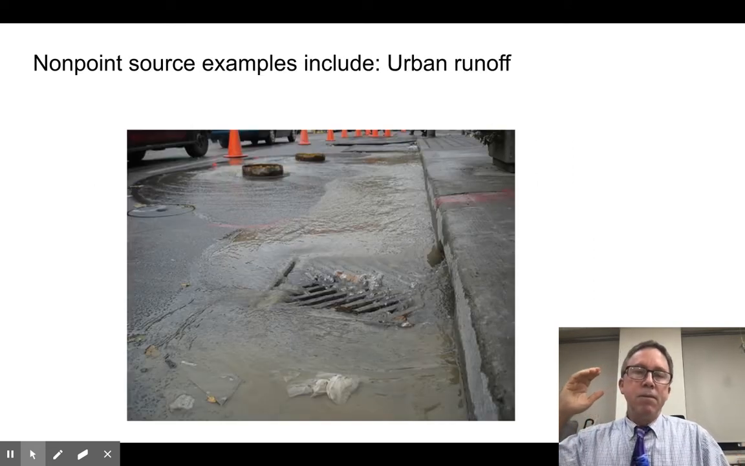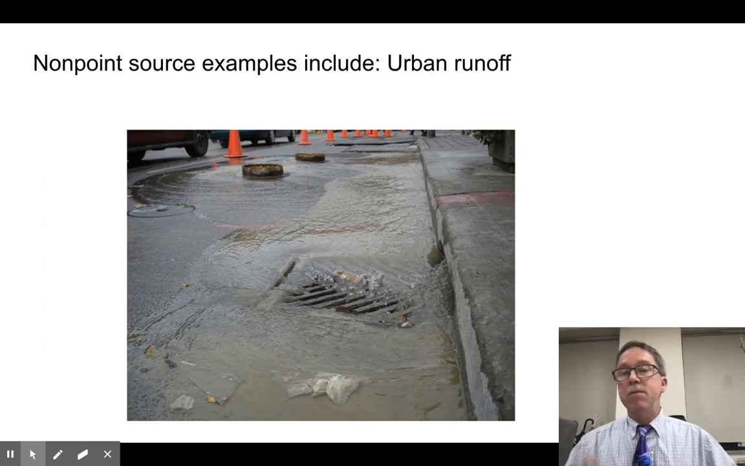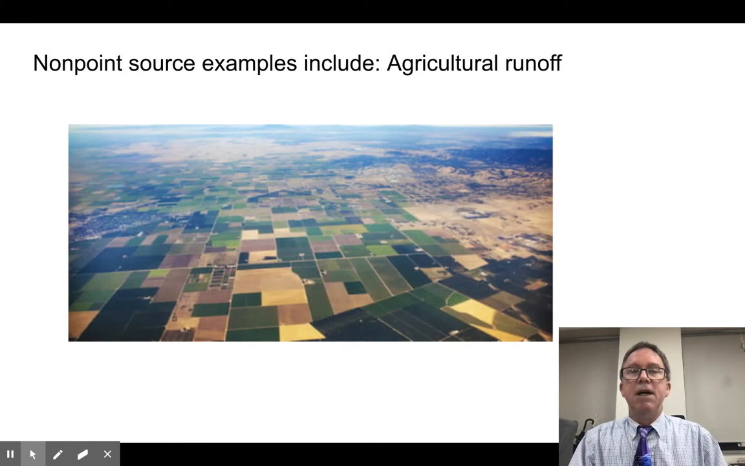Urban runoff and suburban runoff. When it rains, people's yards have pesticides, herbicides, fertilizers, animal waste. All that stuff from all the houses ends up going into the street drains and out into the environment, and it's coming from everywhere at once. So you can't pin it on any one particular person, but it adds a lot of contaminants to our aquatic ecosystems.